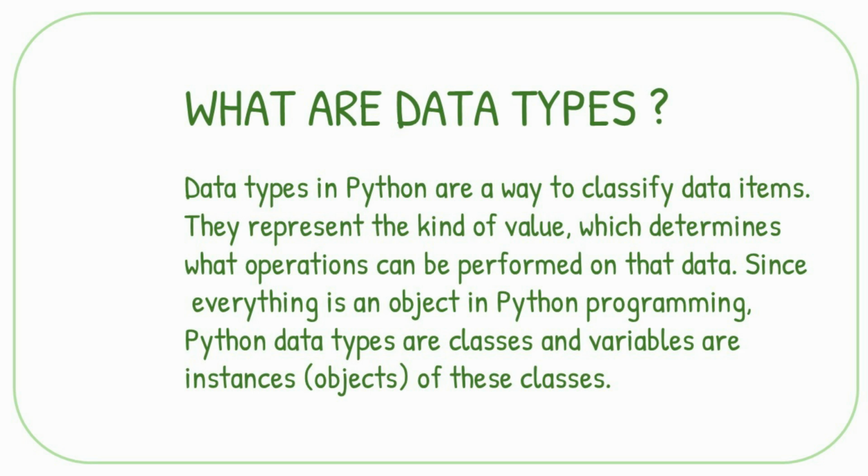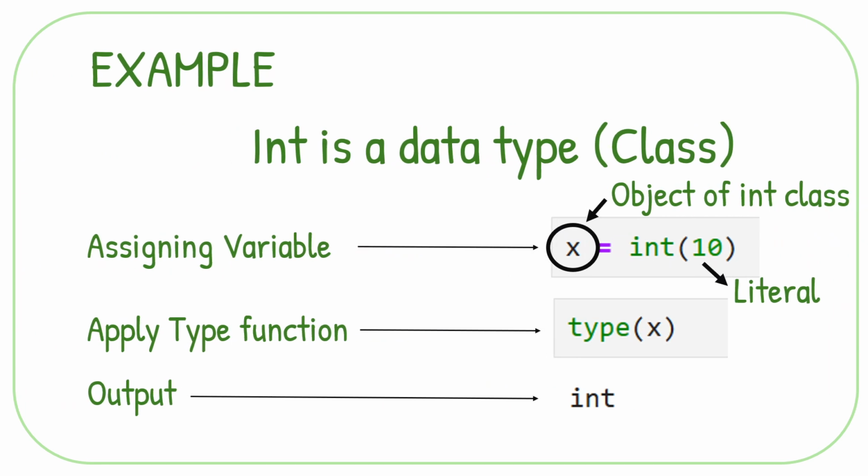Since everything in Python is an object, Python data types are classes and variables are instances of these classes. For example, int is a data type which is a class, and when we create a variable such as x, it is an object of the class integer. For identifying the class of an object, we use the type function, and it gives the class name of the data type as output. The constant value which we put in the variable is called the literal.